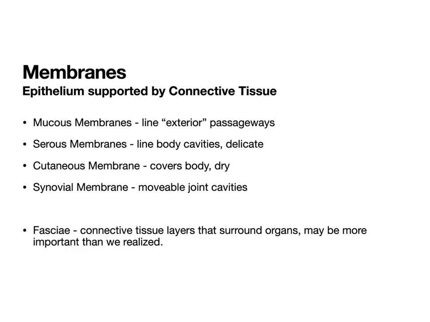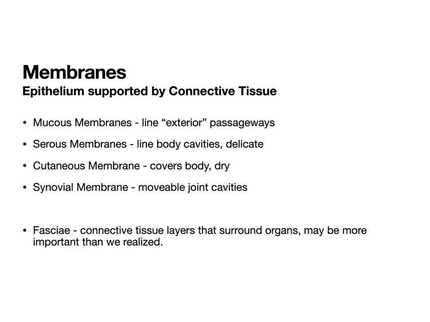So those mucous membranes, they line the exterior passageways. Mucous membranes are going to create mucus. For example, our mouth or our anus or our vaginal opening. These are all examples of mucous membrane because, one, they line an exterior passageway, something that anything can come out of our body, out of this passageway.